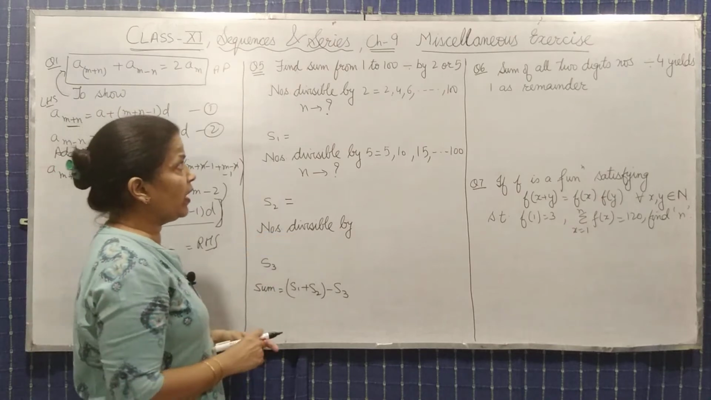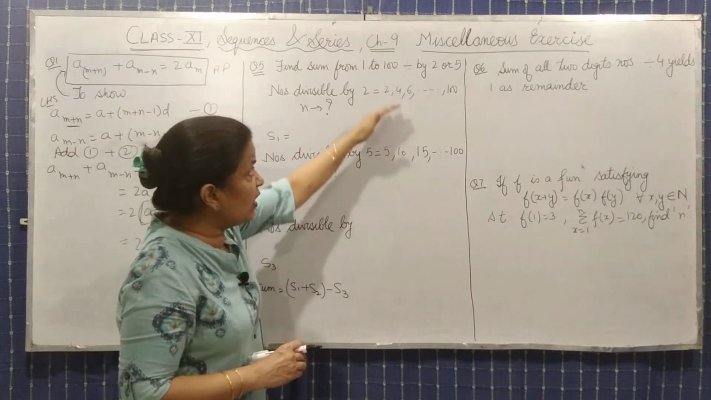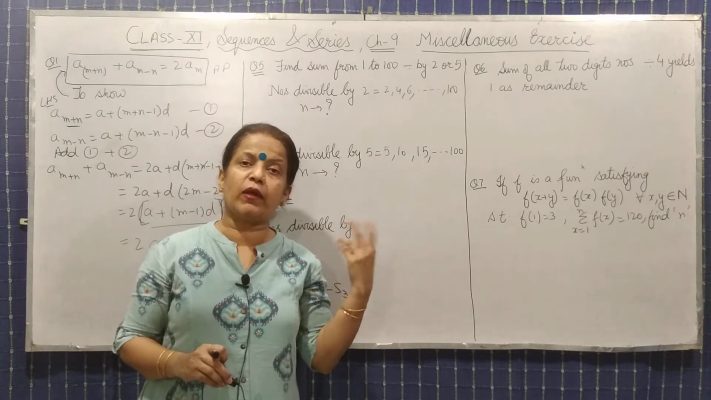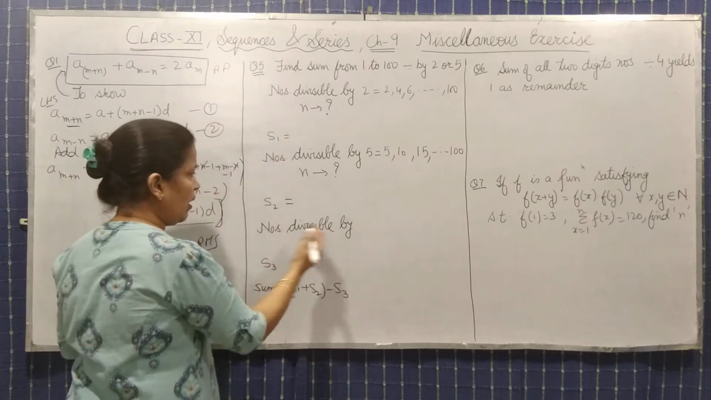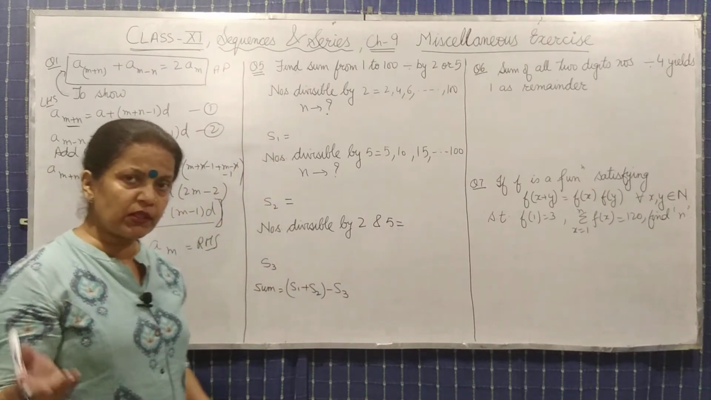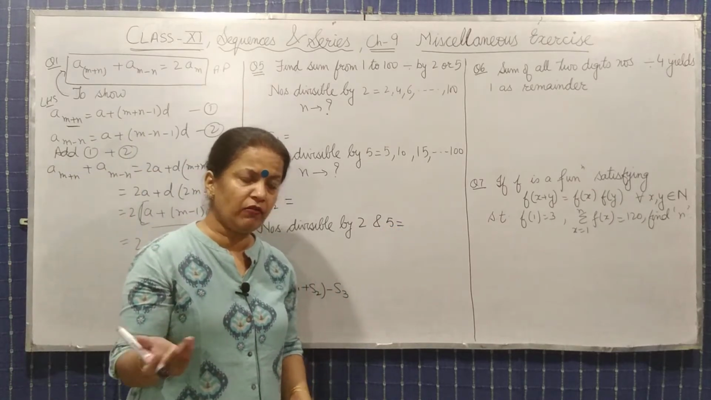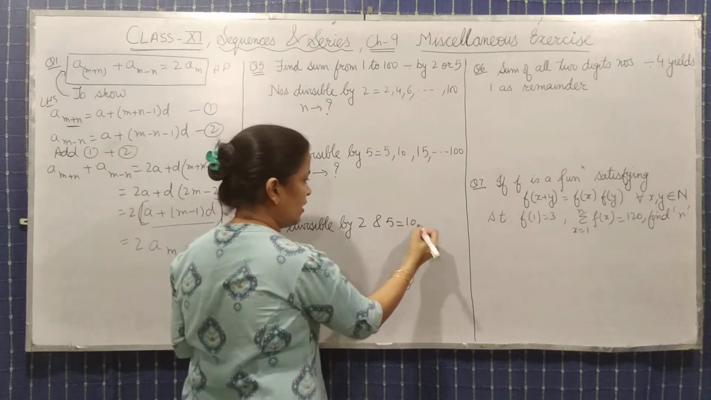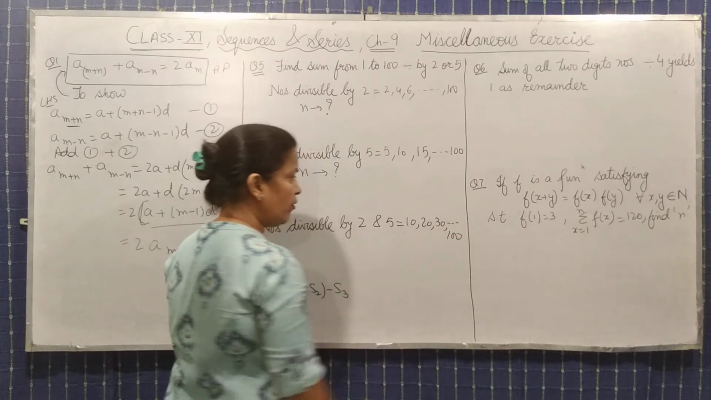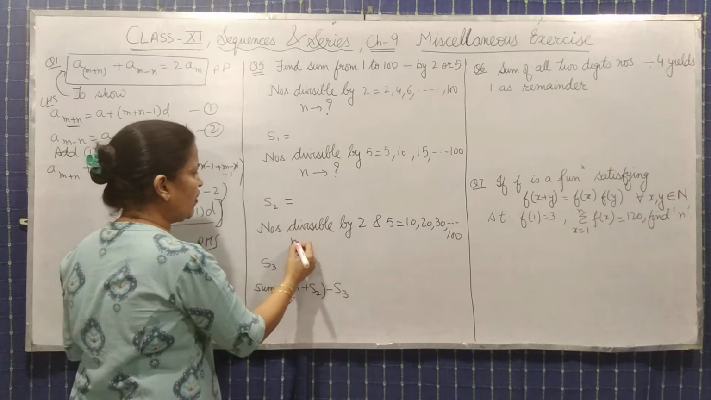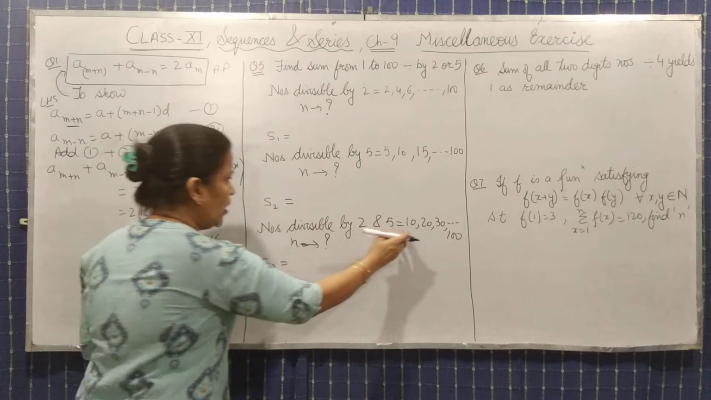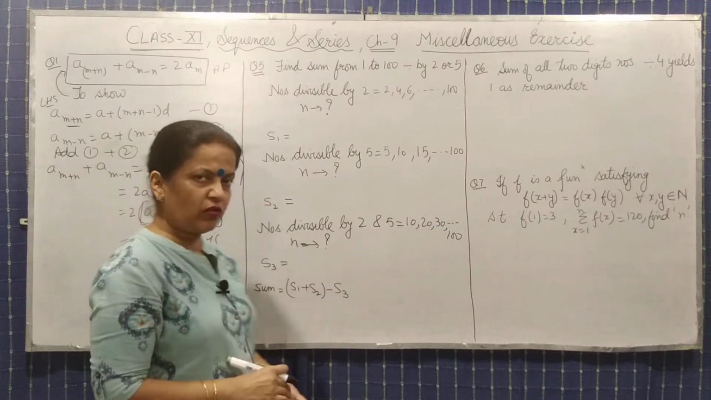Out of these, there will be a few numbers which are divisible by 2 as well as by 5. So the numbers divisible by 2 and 5. Can you tell me what are the numbers which are divisible by both 2 and 5? The first number is 10, then 20, 30 and so on up to 100. Now here also you will find n, and after finding n of this AP series you will find the sum.